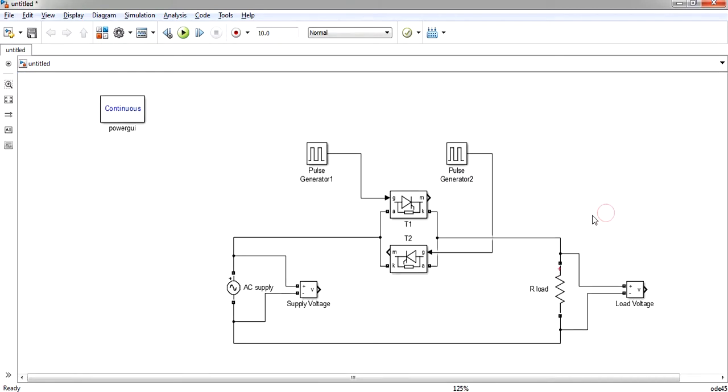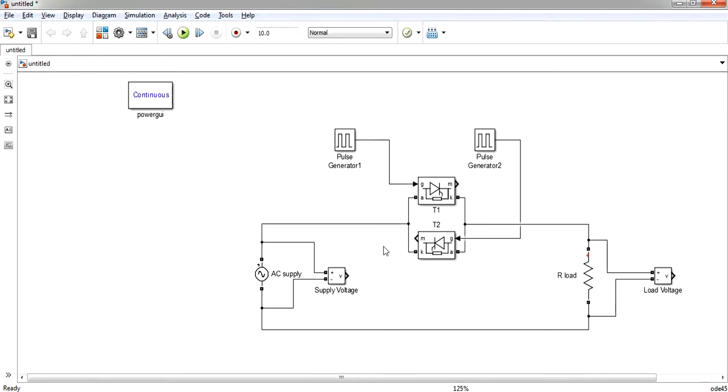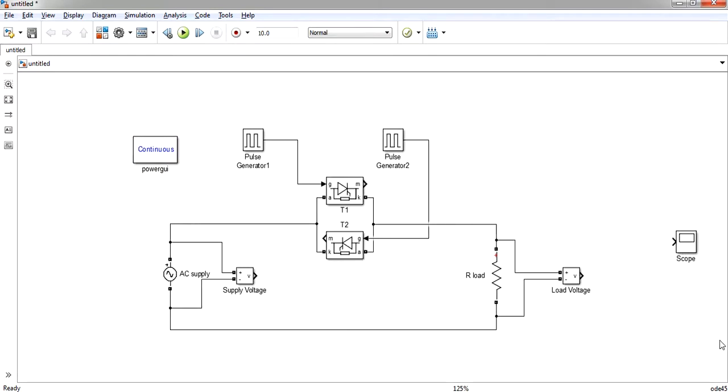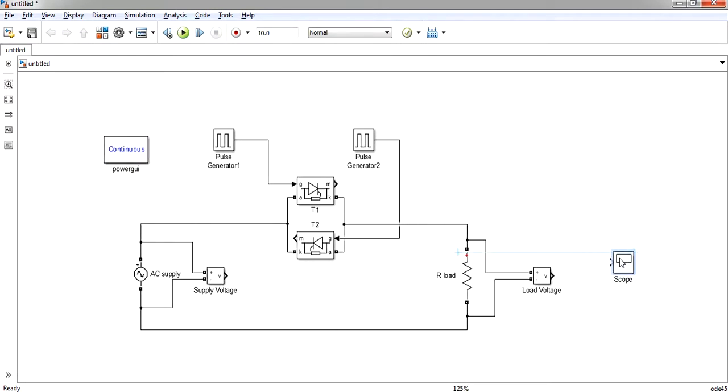So in this way we are done with our connection. Power GUI is placed over here, and now we have to observe the waveforms on scope. Now how many terminals do I need? One for supply voltage, one for load voltage. Along with that, if I want to see at what point I have triggered these thyristors, that's why I will connect pulse generators to scope as well. So I need 4 ports, 1, 2, 3 and 4.